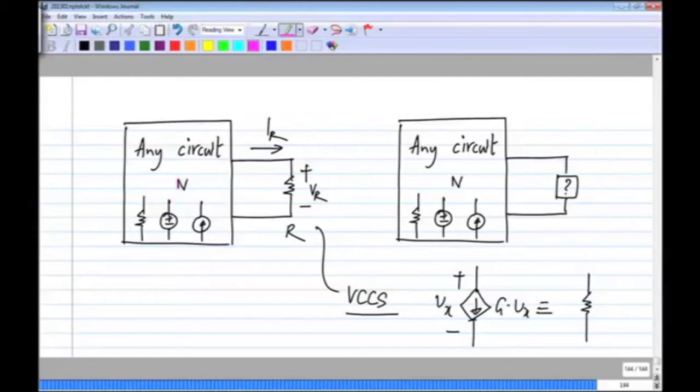Okay, now let's see how we can prove this. The proof is very simple, and it involves no algebra, just some simple logic.